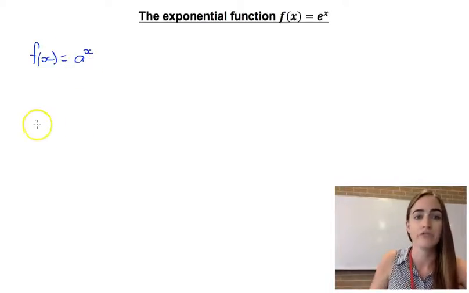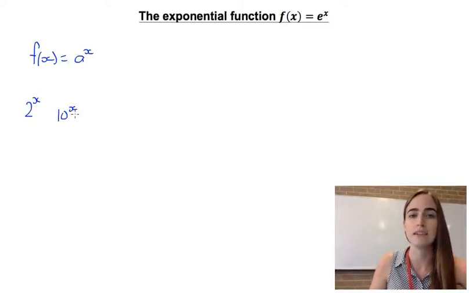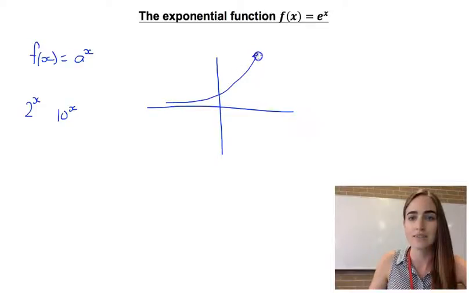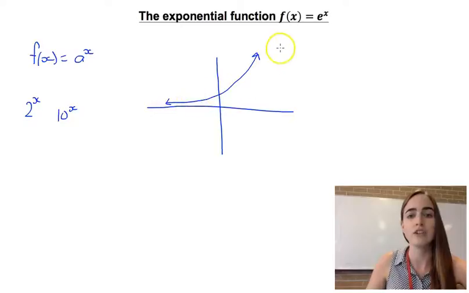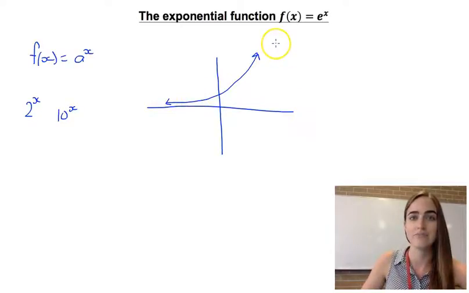a number. For example, it might be 2 to the power of x, 10 to the power of x, it could be anything. Now all exponential functions in this form have a graph that looks something like this. It starts close to 0 and it increases as x increases.